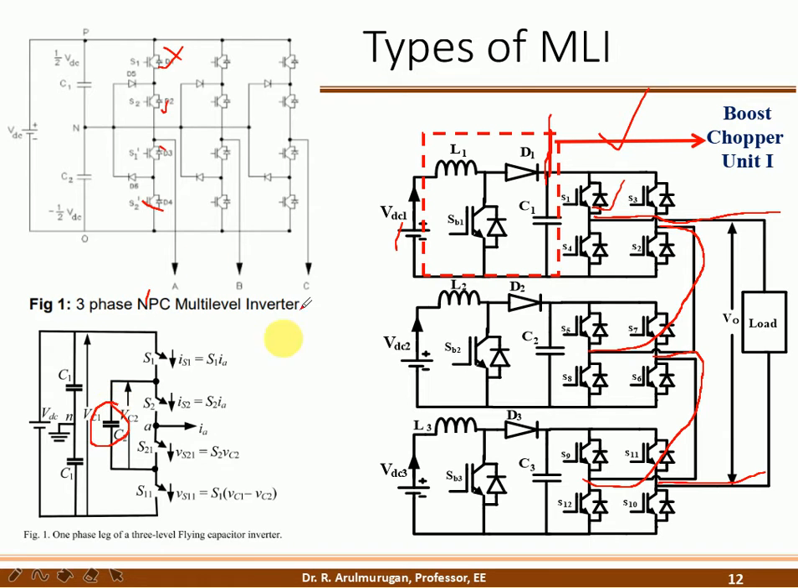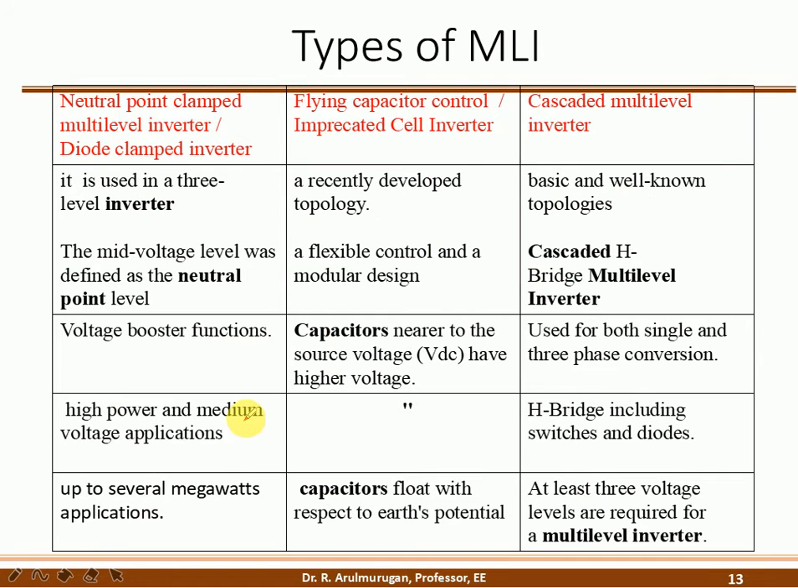So that's all. Only one phase is drawn here. Similarly, you draw the two more legs the same way, extending the line, and connect leg 2 and leg 3 similarly. So this is about the three types of multi-level inverter. What is the difference between these three types? Have a look; small differences are given.